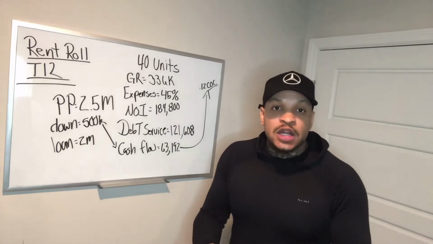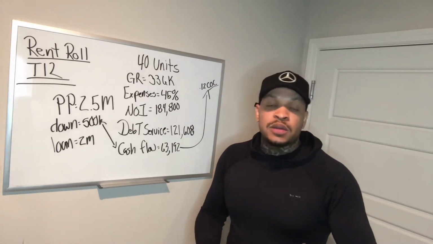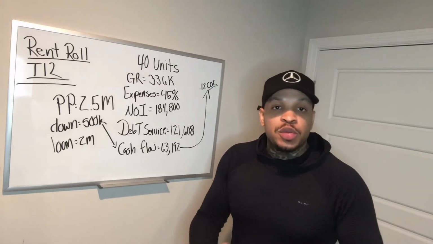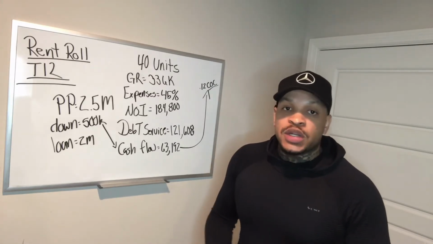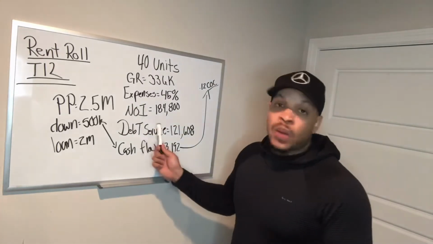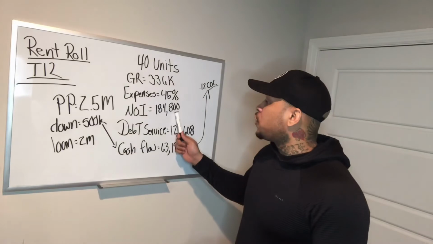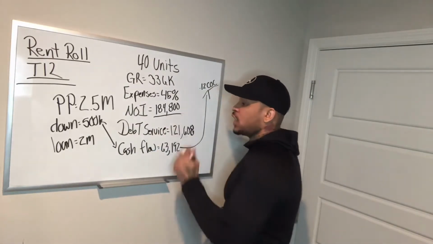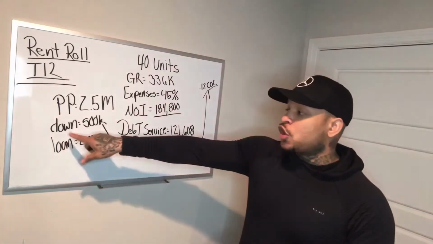Plus, if it's in a lower income area, where rents are roughly $500 to $600 or $700, it's going to be more of a class C property. So you want to keep that in mind. The expenses were roughly around 45%. The NOI was $184,800. Keep that in mind. The NOI was $184,800.